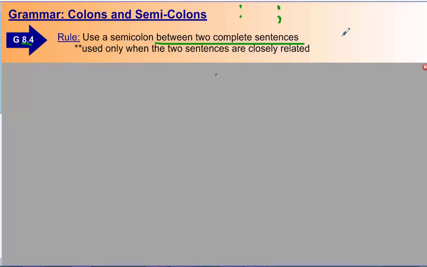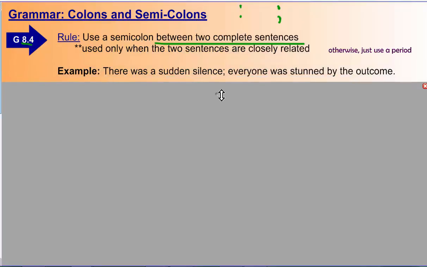We are only going to use a semicolon when the 2 sentences are closely related. Otherwise, we would just use a period. All right? So if they're closely related, we'll use a semicolon. If they aren't closely related, we're just going to use a period and a capital letter just like we normally would, 2 separate sentences.